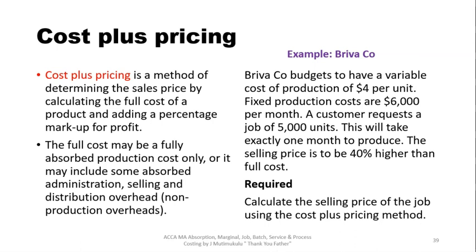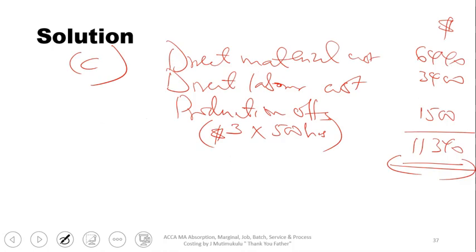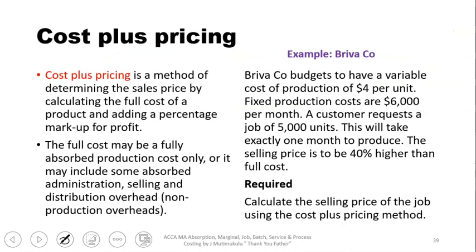So we are saying we have to determine a sales price by calculating the full cost of production, and then we add some percentage on top, which is some markup for profit. So that's what we did here. This is actually the full production cost, which we have determined using absorption costing, as part C there. Then after doing this, we have to add a markup on top so that we get some profit. All right, let us do example Brivacor.